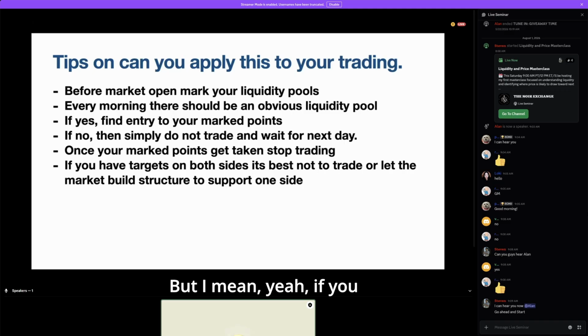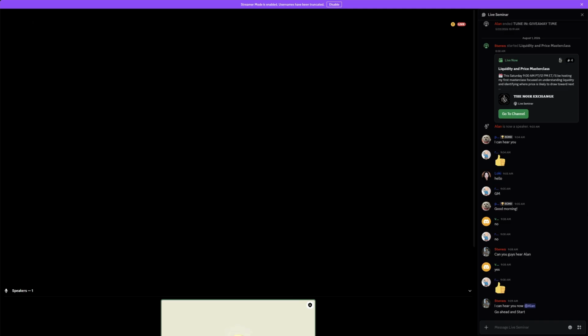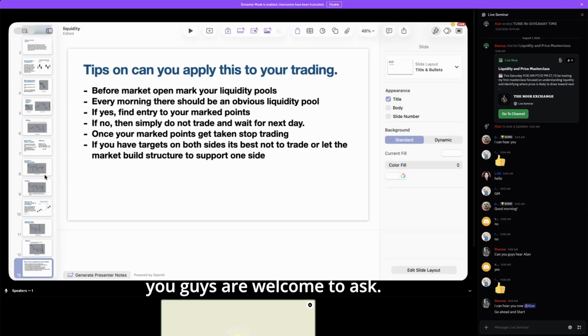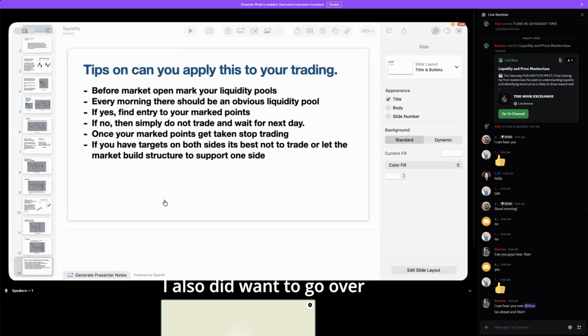But yeah, if you guys have any questions, you're welcome to ask. I also wanted to go over the trade that I took yesterday, because I want to show you guys my thought process on how I was able to find my drawn liquidity. Let me just open up TradingView.